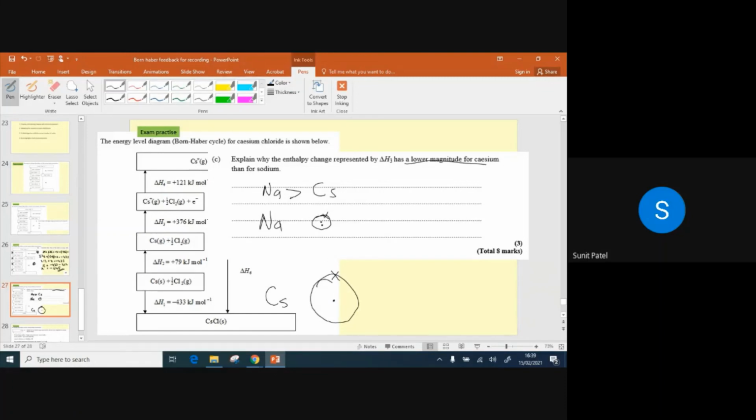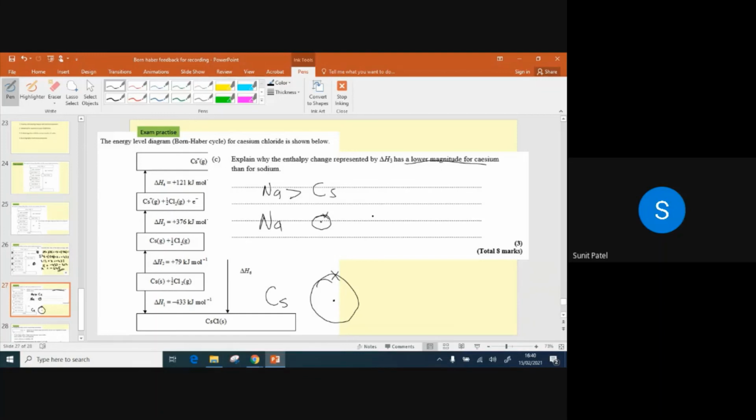Let's see what's happening. As we go down group one, because that's what they're in, the atomic number is increasing, true. The number of electrons is increasing, true. The number of shells is increasing, true. Shielding is increasing, true. The first energy needed to remove electrons from the outside is decreasing, true. And that's what they've said to us.